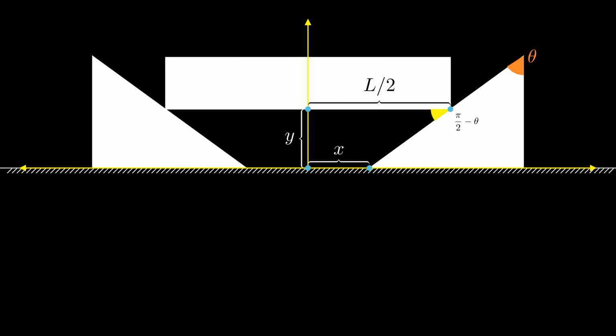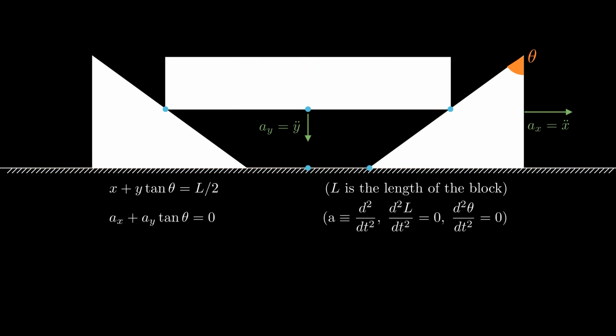Since the block is rigid, half of its length stays constant as it comes down. Therefore we can express half the length of the block in terms of x, y, and theta. Accelerations of the objects can be related to each other through this equation by taking the second derivative of both sides and considering the definitions and the vanishing terms.